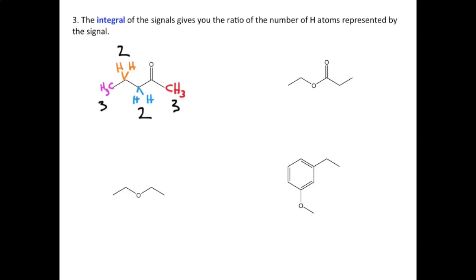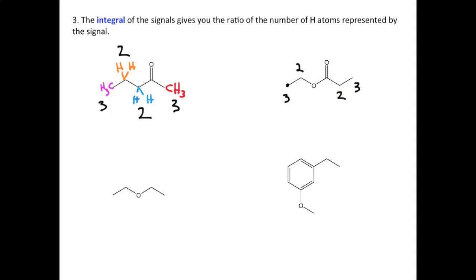As we go through our examples, I'm not even going to draw in my hydrogens. This molecule here is not symmetric, right? A methyl group with 3 to 2 to 2 to 3. Okay? So again, our integral ratio, this signal here is represented by 3 hydrogens, 2 to 2 to 3.